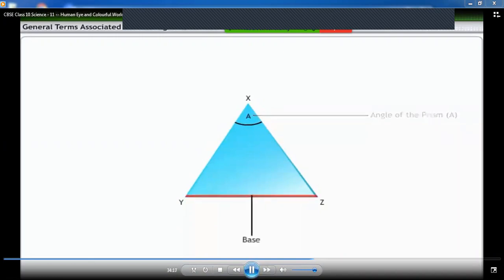The base of the prism is the rectangular face of the prism that does not take part in refracting light. Consider XYZ, the cross-section of a triangular glass prism. When a light ray PQ is incident on the face XY of the prism, it refracts at the two refracting surfaces of this prism and follows the path PQRS as shown.